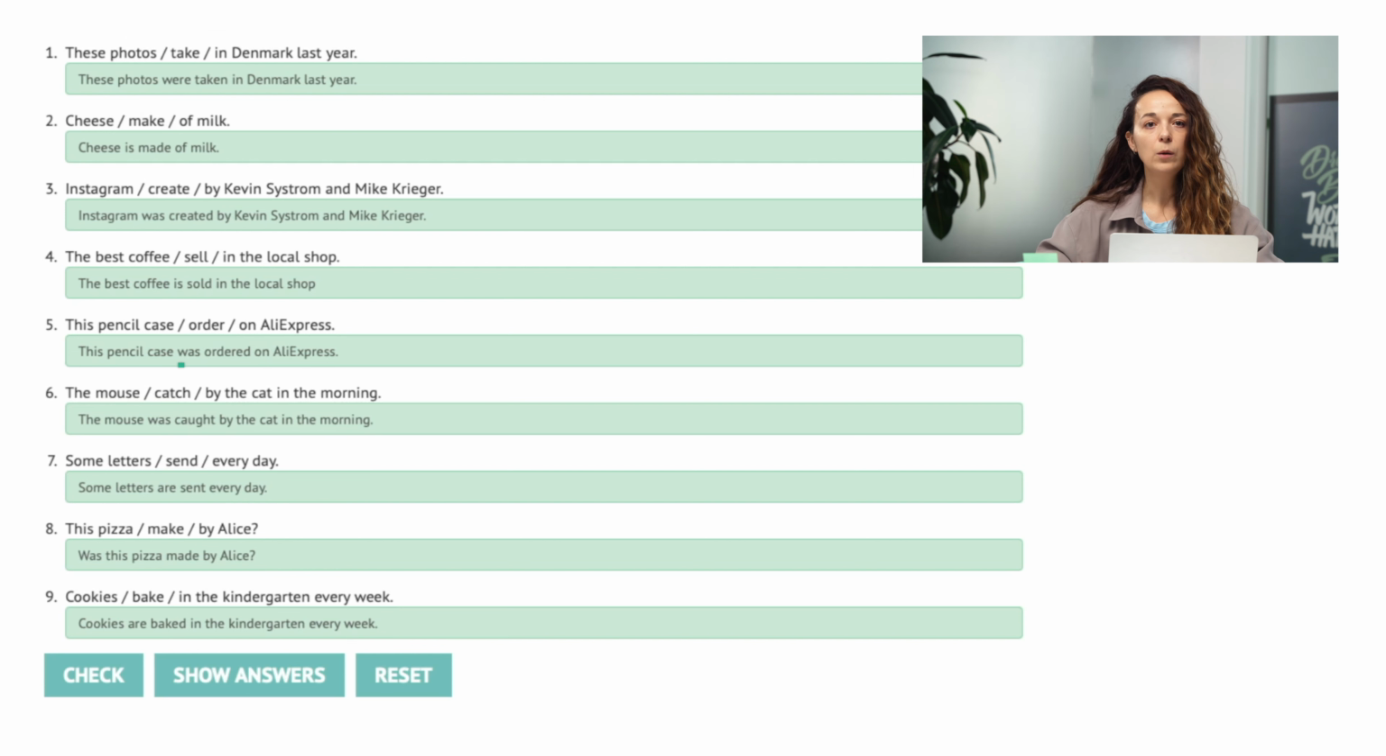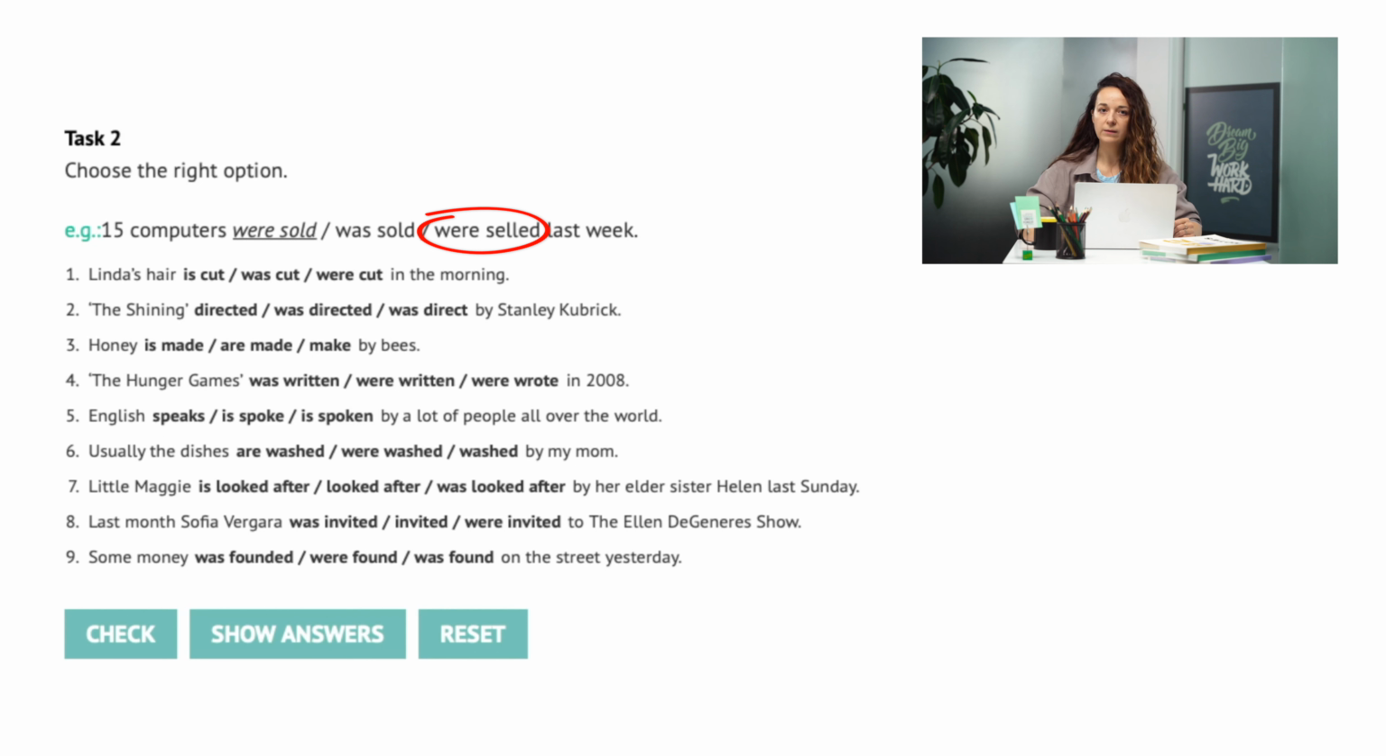Task 2. In this task, you can see 3 different options to complete the sentence. Choose the correct one. For example, 15 computers were sold, was sold, or were sold last week. Sold is wrong, so we can't choose this option. Now, computers are plural, so we'll go for were. The correct option is were sold in this case. Now your turn. You have about 5 minutes to complete this task. Check yourselves when done.